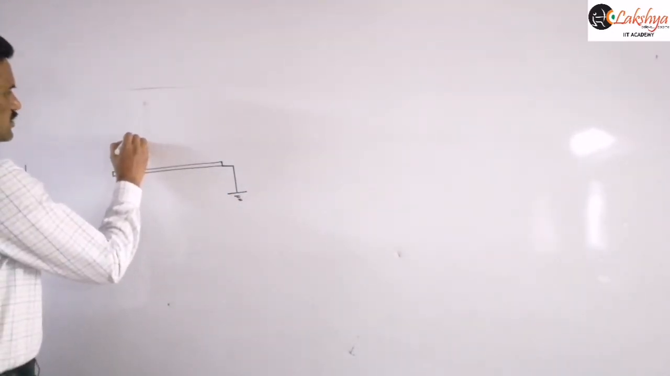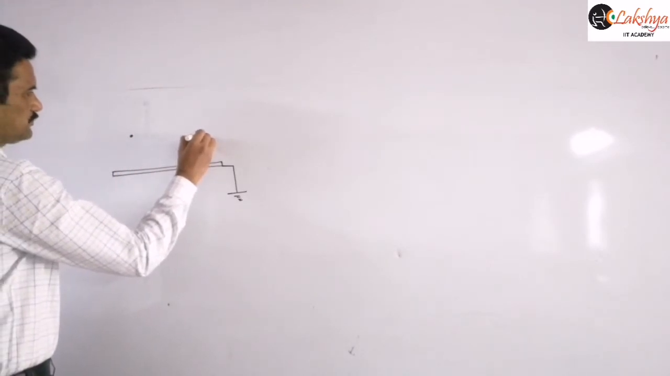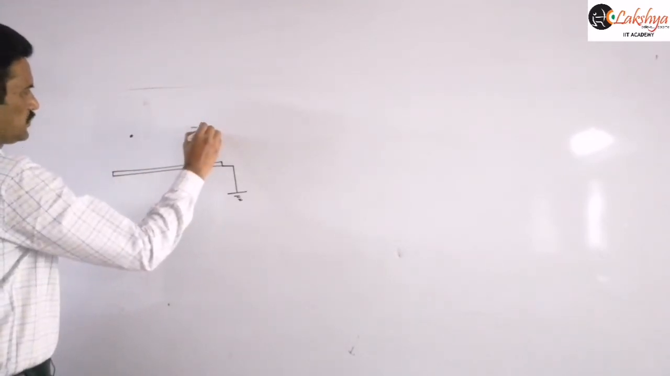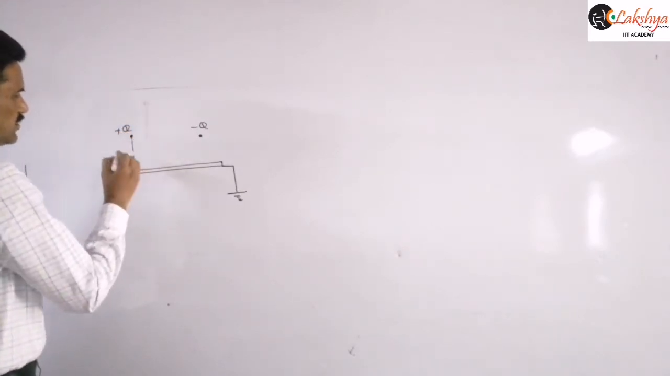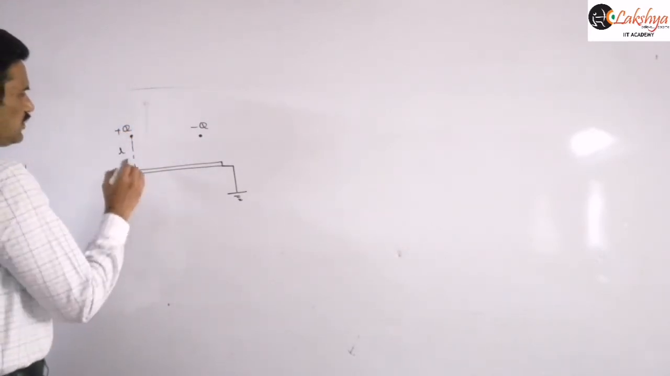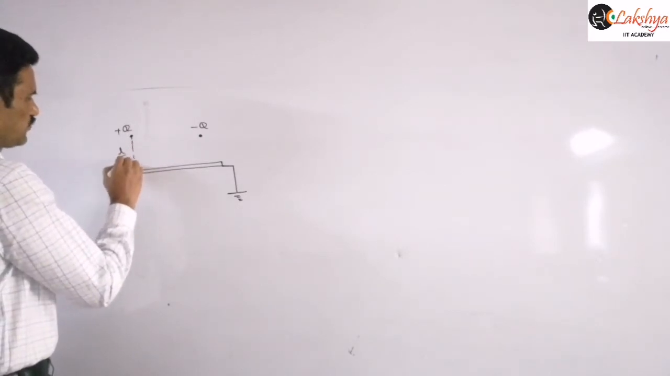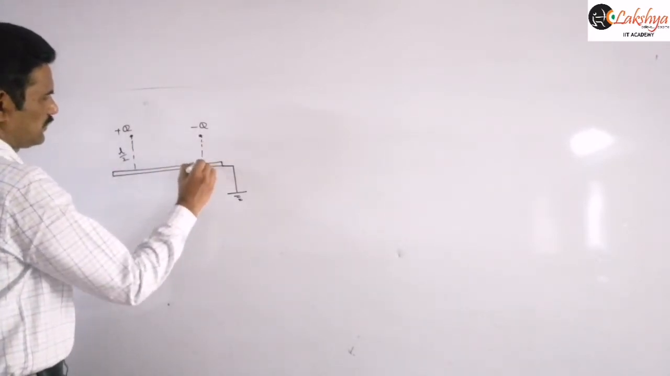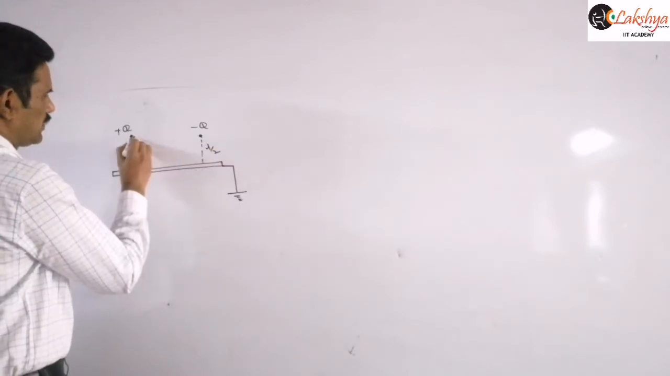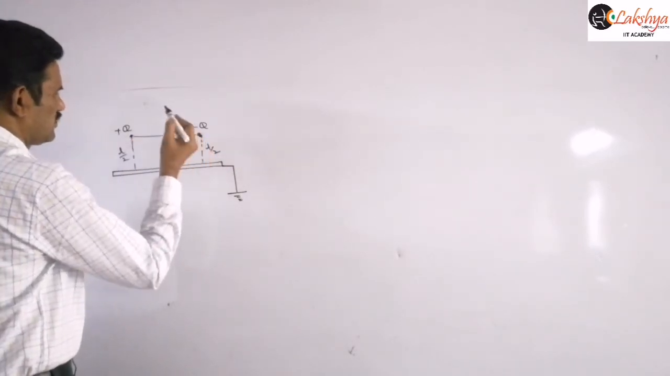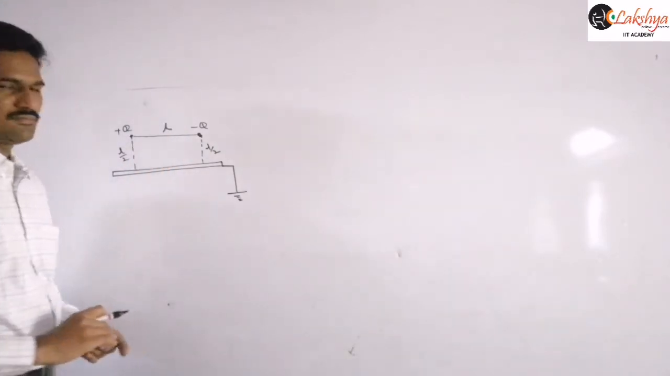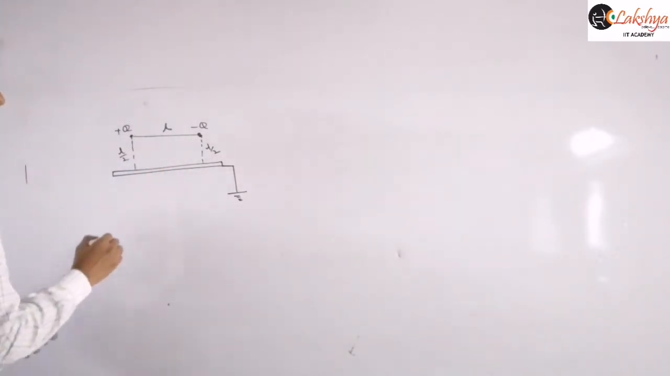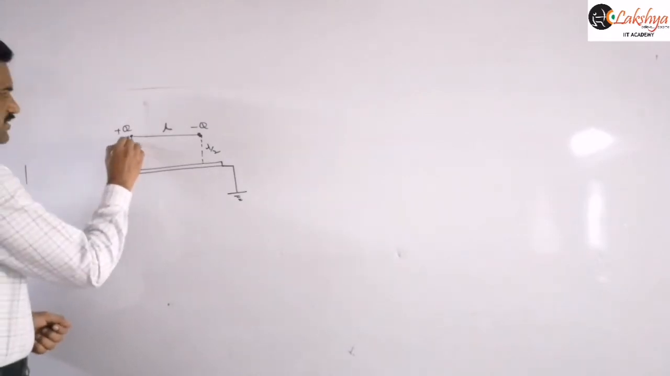So here the charges will be like minus q and plus q, and they are at a distance of L by 2 from here, and the separation between these two charges will be L, right? So let us take this as the charge A here and this as the charge B.